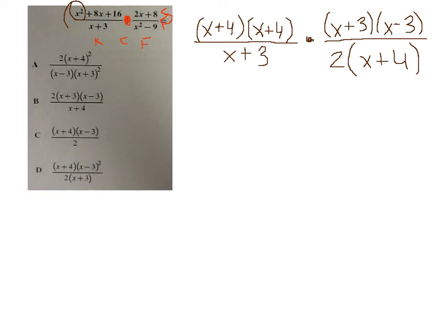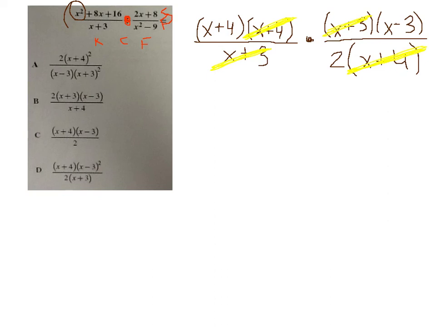So the hard part is over. Now comes, personally, my favorite part. Just cancel everything out as long as there's one on the top and one on the bottom. So we're using cross cancellation. This x plus 4 down here cancels out with an x plus 4 up here. The x plus 3 down here cancels out with the x plus 3 up here. I do believe that's it. I don't think there's anything else.